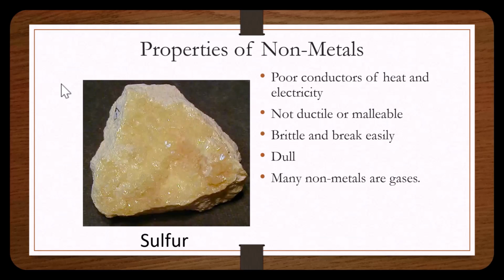Properties of nonmetals: they're poor conductors of heat and electricity. They're not ductile or malleable. They are brittle and break easily. Nonmetals are usually dull. Many nonmetals are gases.